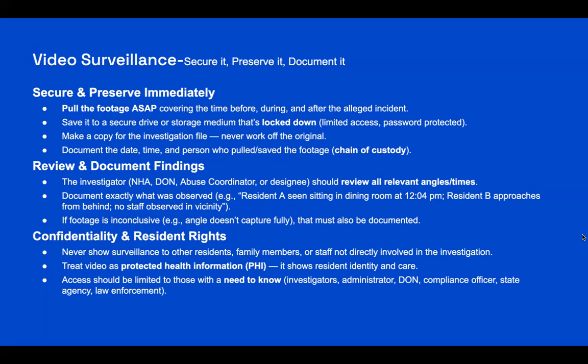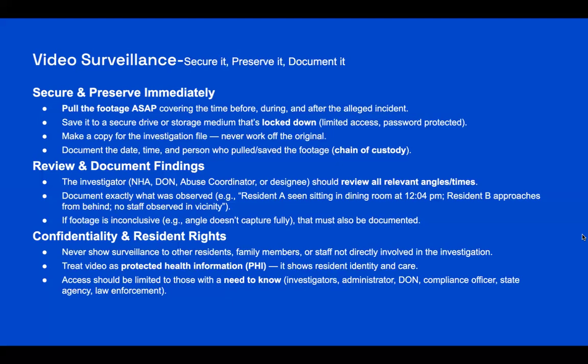So the investigator, whoever that might be in the facility, NHA, DON, abuse coordinator, should review all relevant angles and times and document on paper what exactly was observed, and the time. The example here: resident A seen sitting in a dining room, 12:04. Resident B approaches from behind. No staff observed in the vicinity. Don't add extra opinions. Don't add inflammatory language. Just document exactly what you see. If the footage is inconclusive, you also are going to want to document that.